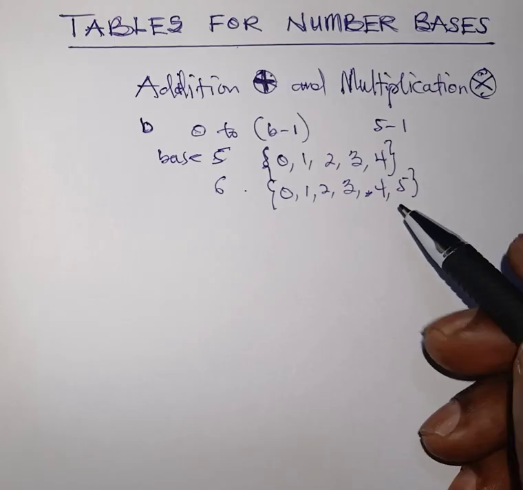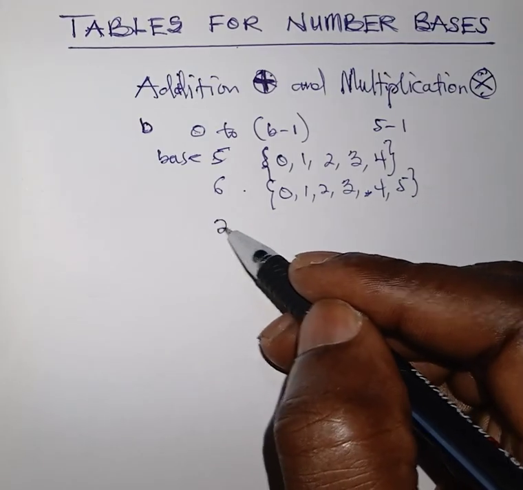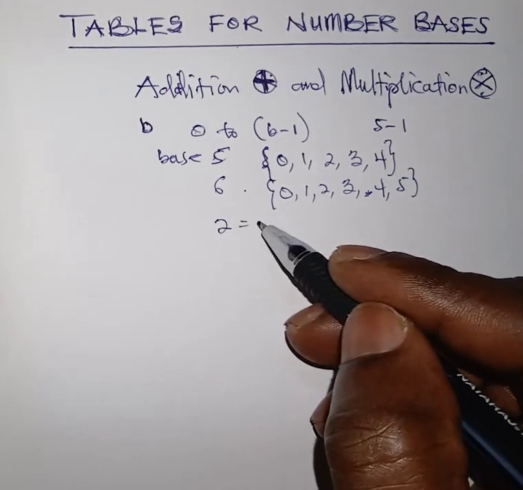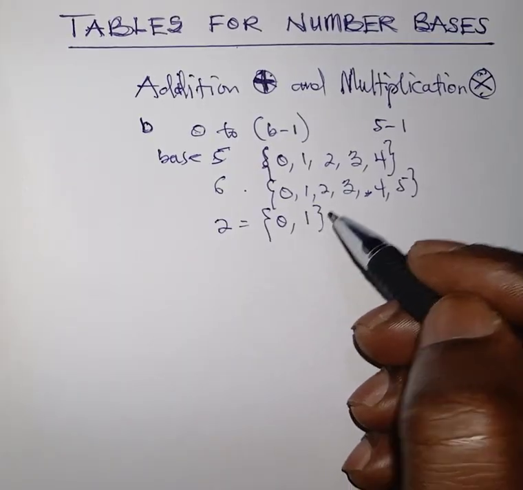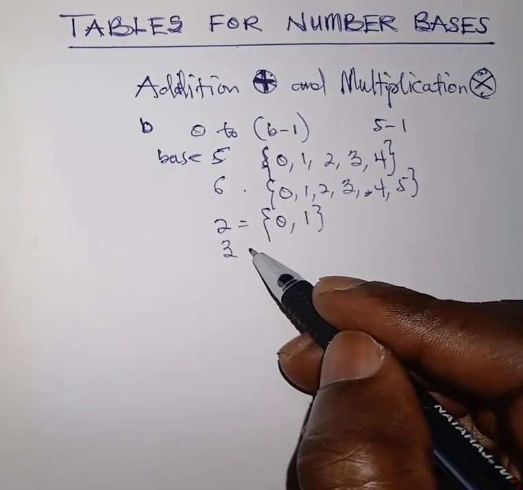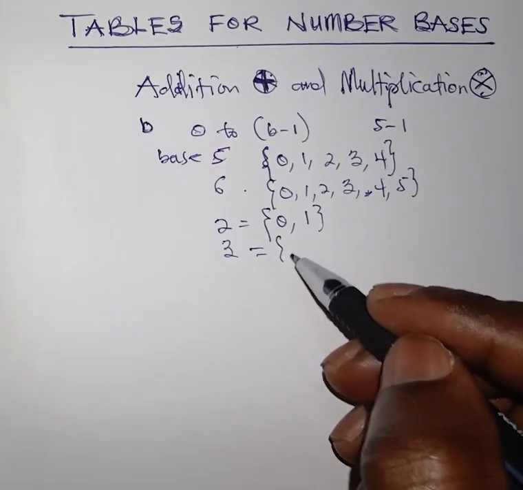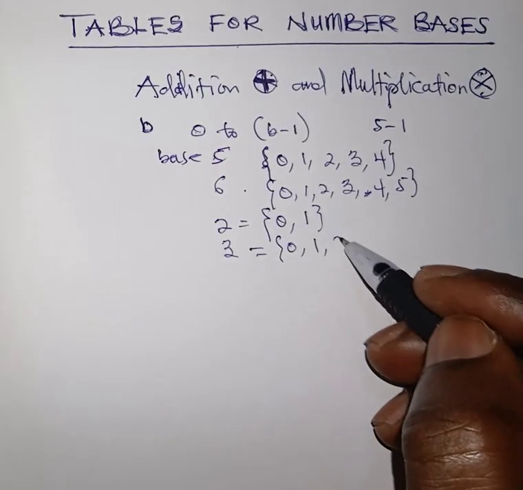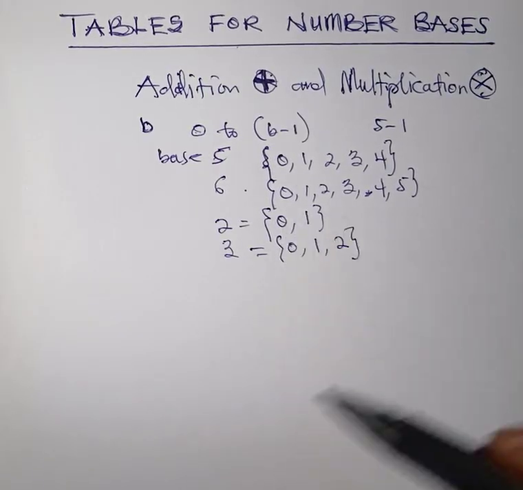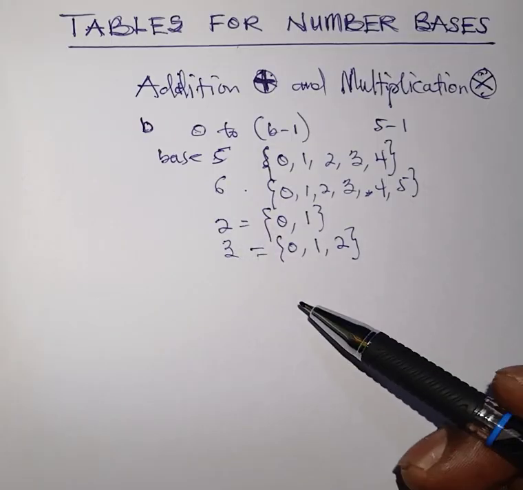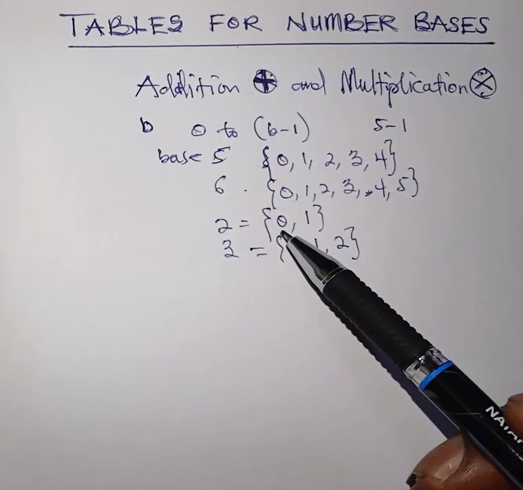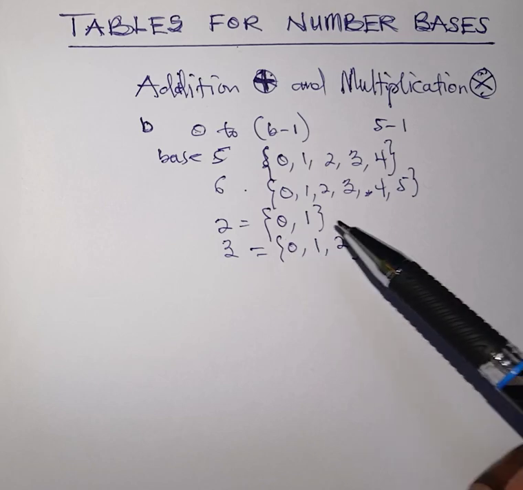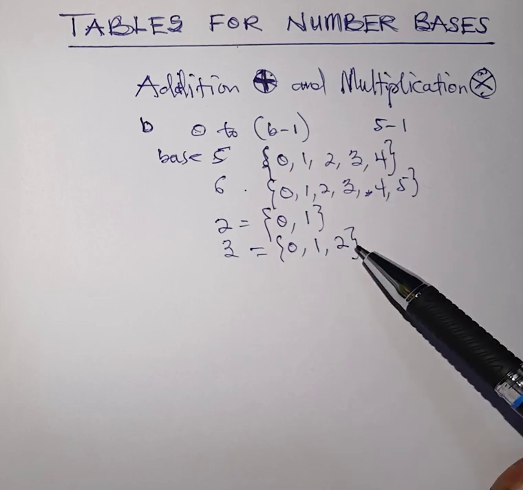So whatever base you are given, let's say you are given base 2. If you have base 2, what are you going to write? You are going to write 0 and 1. If you have base 3, you are going to get 0, 1, and 2. So whenever you are given a base in this form, you start by writing from 0 to the base minus 1.